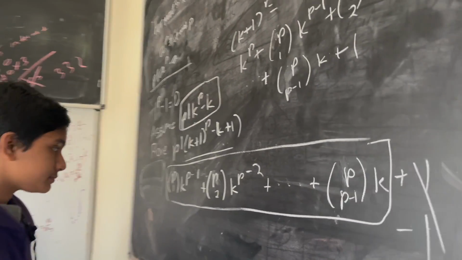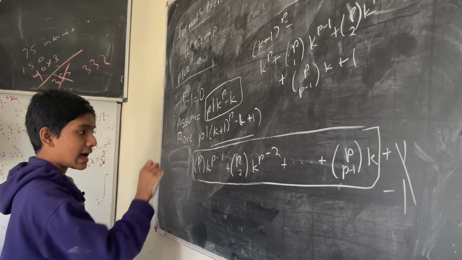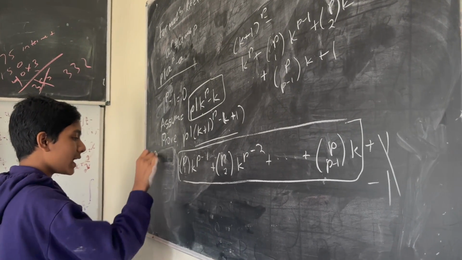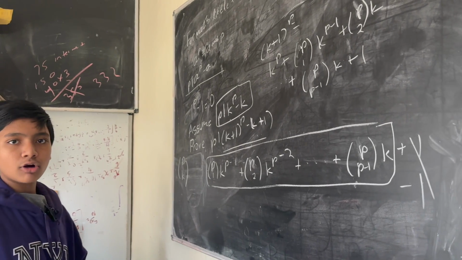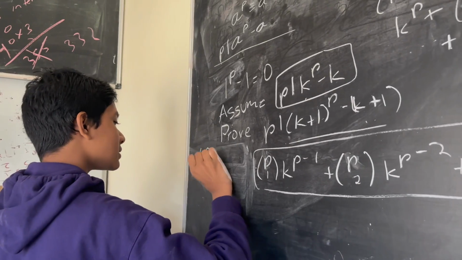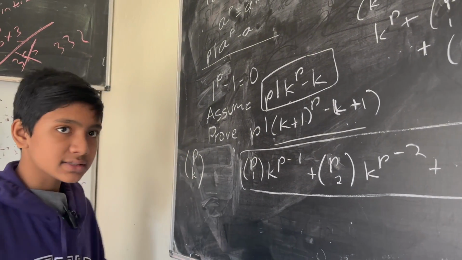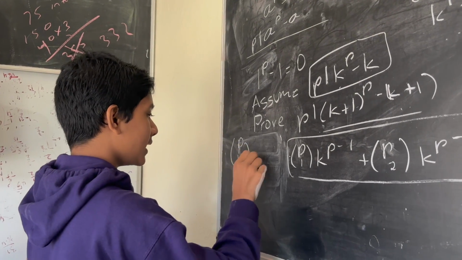But wait, we already know by the fact that p choose k has a real-world definition, that is, how many ways there are to choose k objects from a total of p objects. Obviously, there can't be a fractional number of ways to do that, so this always has to be an integer.